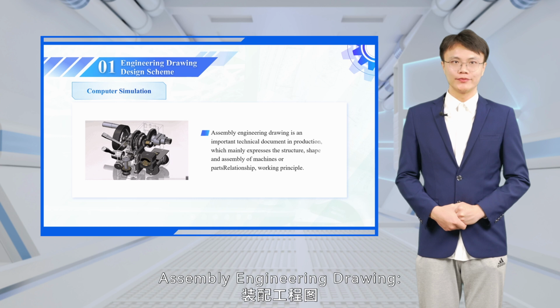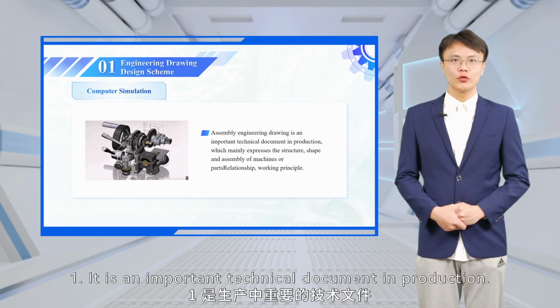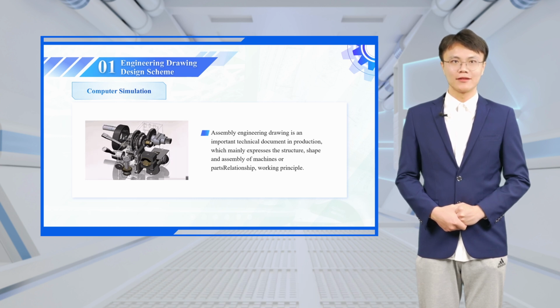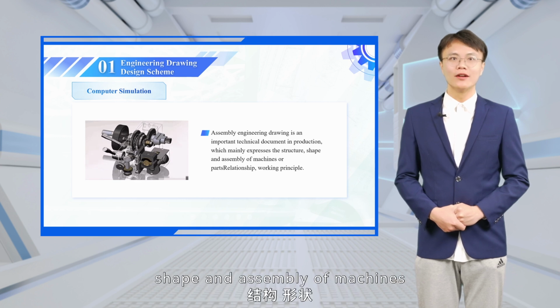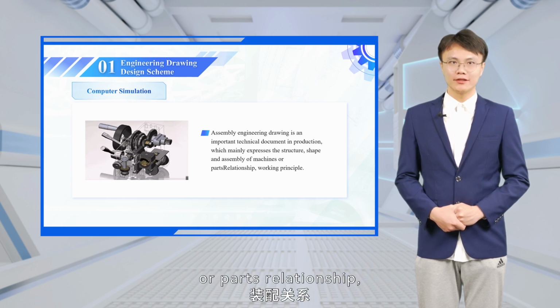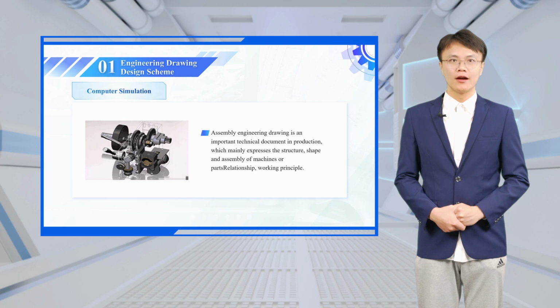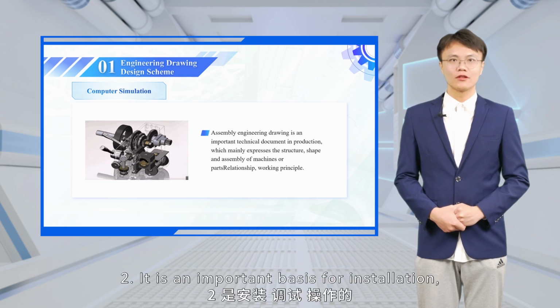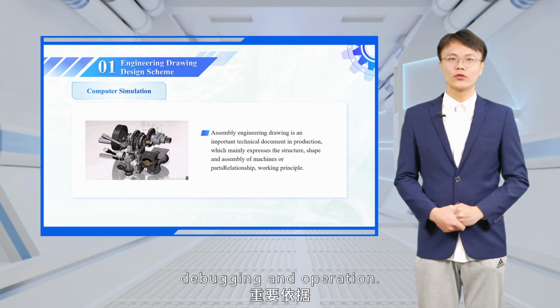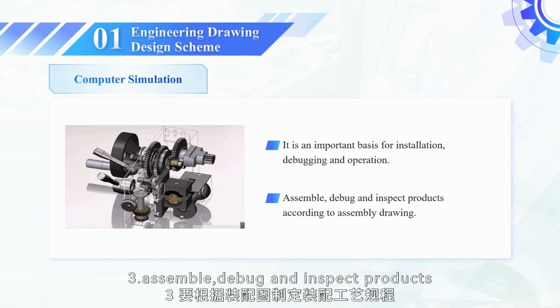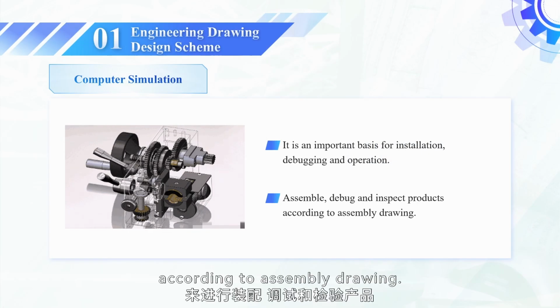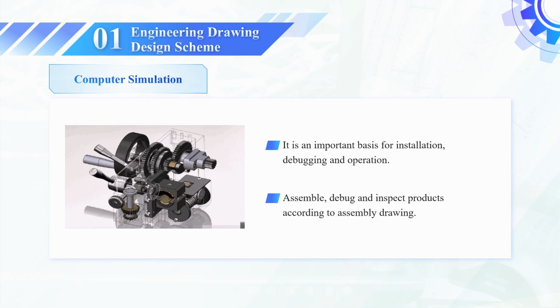Assembly Engineering Drawing. 1. It is an important technical document in production, which mainly expresses the structure, shape and assembly of machines or parts relationship, working principle. 2. It is an important basis for installation, debugging and operation. 3. Assemble, debug and inspect products according to assembly drawing.